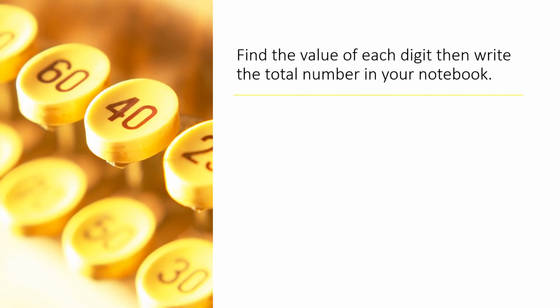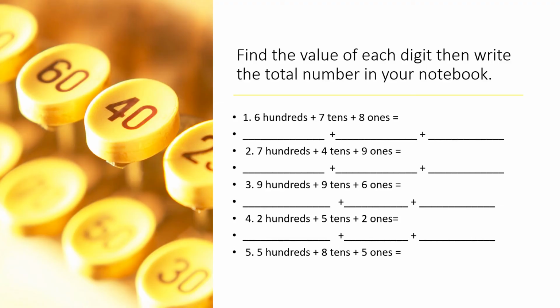In this activity, find the value of each digit, then write the total number in your notebook. Number 1, 600s plus 7 tens plus 8 ones. Number 2, 700s plus 4 tens plus 9 ones. Number 3, 900s plus 9 tens plus 6 ones. Number 4, 200s plus 5 tens plus 2 ones. And number 5, 500s plus 8 tens plus 5 ones.